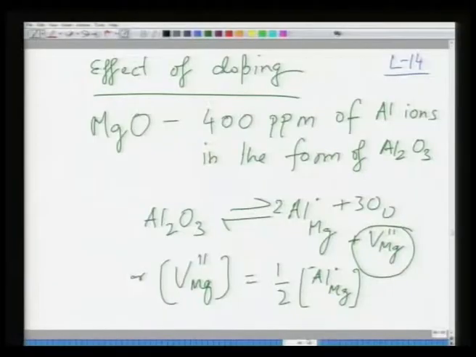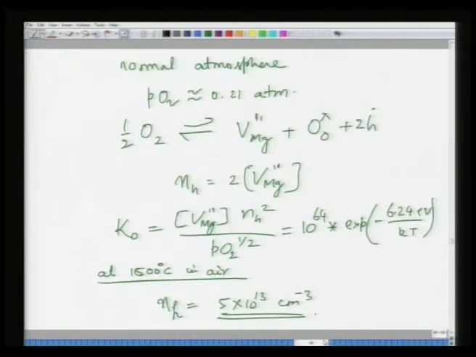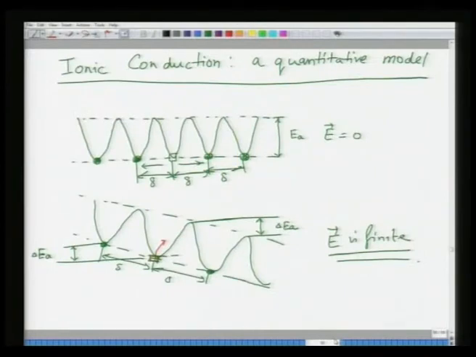In this class we will first review the last lecture and then we will go through the new concepts. In the last class we looked at the effect of doping on the conductivity. We were looking at magnesium oxide, and we found that upon doping the conductivity changes significantly. There is a change in the ratio of electronic to ionic conductivity and the nature of conduction changes.